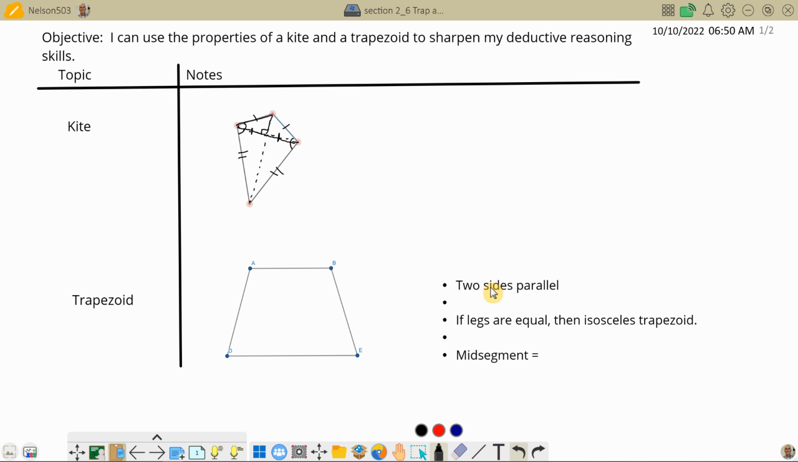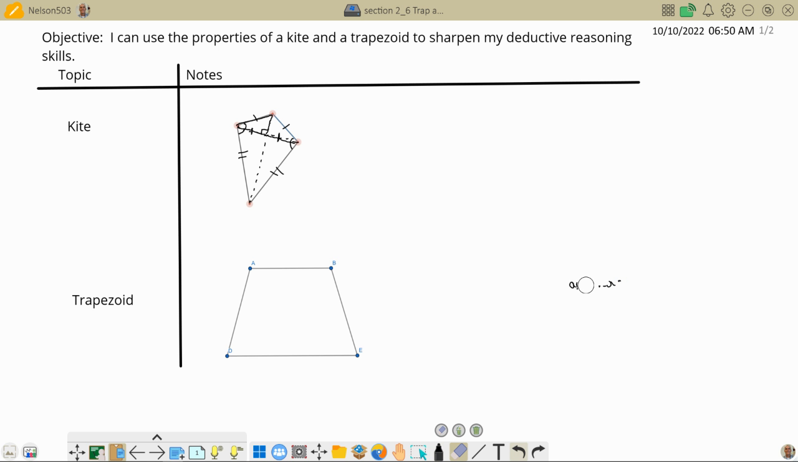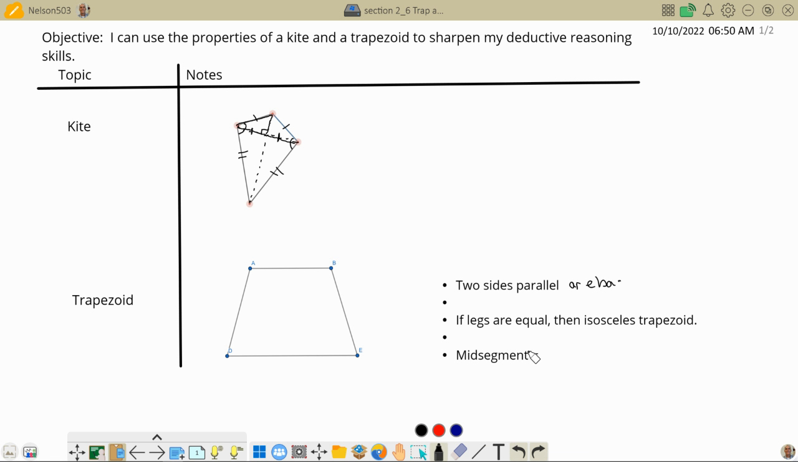So the two parallel sides are the bases. I'd like you to add that to your notes. Our bases. Oh boy, that is horrible. I've got to erase that. I can't erase that because I didn't lock these letters down here. So let's just put this up above. Okay, the two parallel sides are the bases, and the other two sides are the legs.